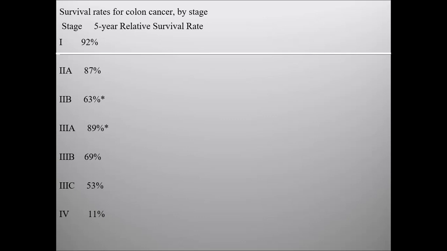So the survival in TNM staging: in stage 1, 92% 5-year survival rate, and 2A is 87%, and 2B is 63%, and 3B is 69%, and 3C is 53%, and stage 4 is 11%.